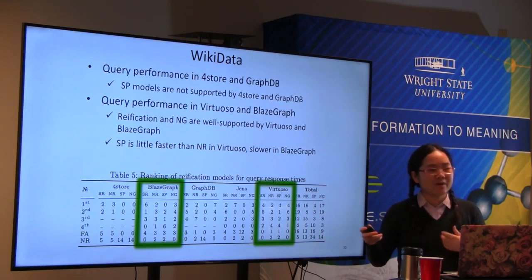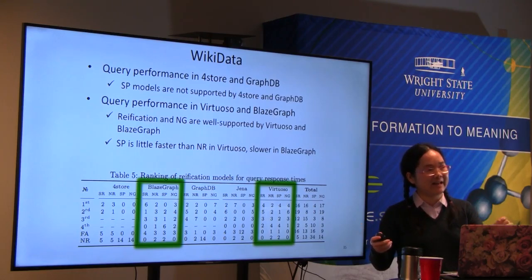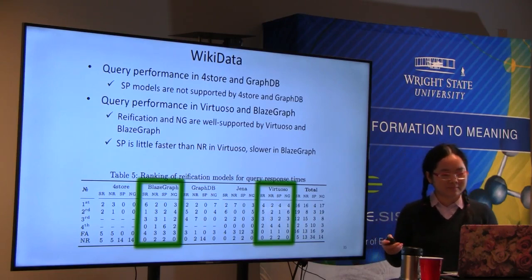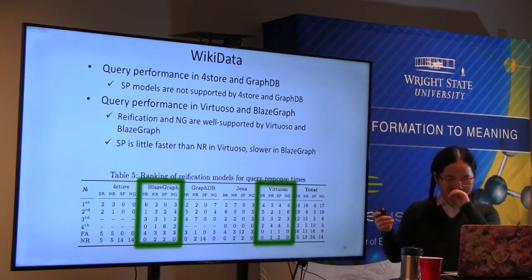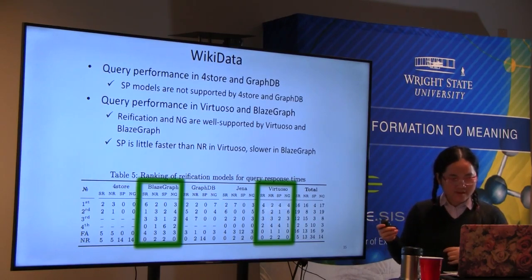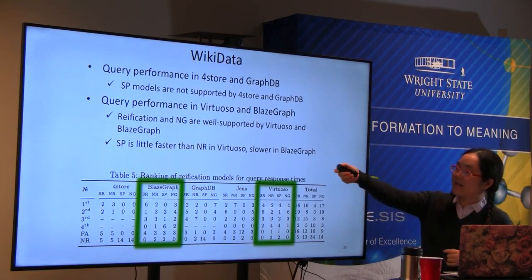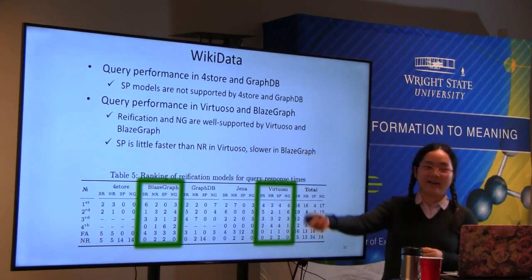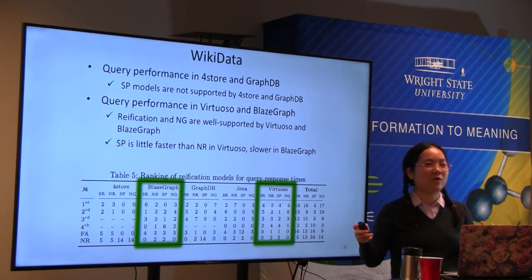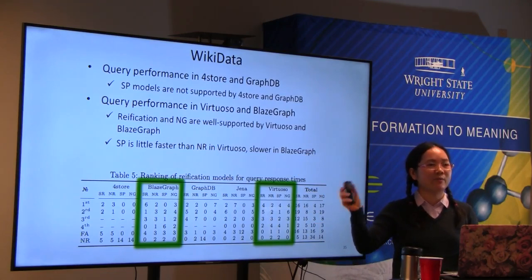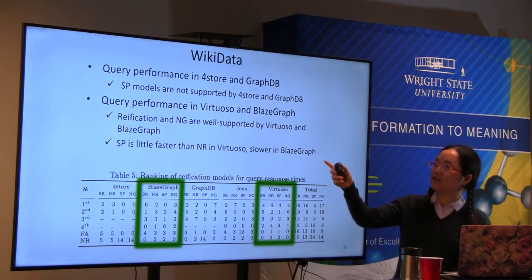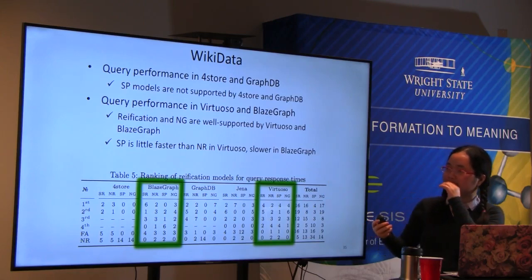So what I want to highlight here is that the SP has not been optimized in any query engines. And I say that because the reification and the named graph have been out there for too long, and they've been well supported by Virtuoso and BlazeGraph.